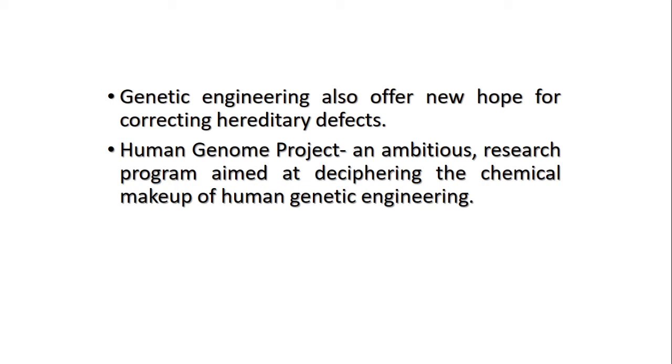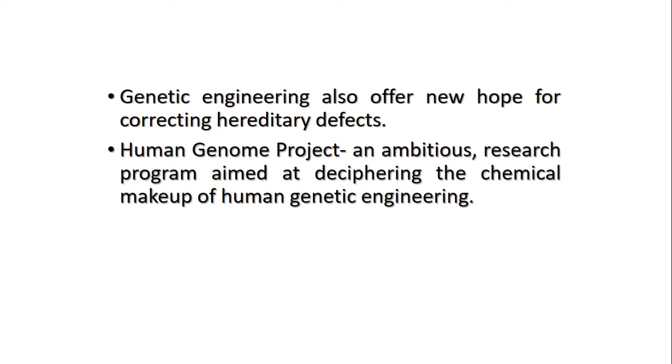Deciphering the chemical makeup of human genetic engineering. Chemical makeup, DNA, changing the DNA makeup. It's a kind of genetic engineering. They are changing here the DNA or the genes of the baby. In the chemical makeup of the DNA there is adenine, guanine, cytosine, thymine, the four kinds of chemical substances. They are just repairing this chemical makeup.